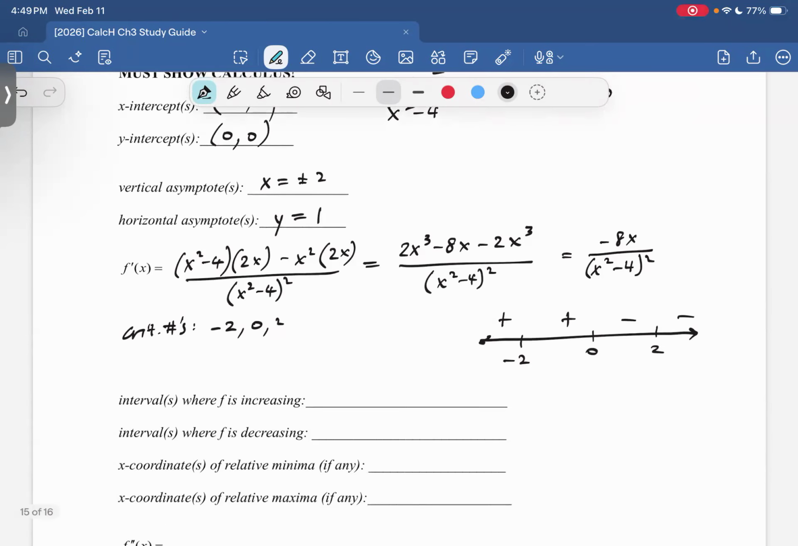So the intervals where f is increasing are (-infinity, -2) union (-2, 0). It's decreasing on (0, 2) union (2, infinity). Okay, don't forget you have to split it up at x equals -2 and +2 because the function isn't defined there. I don't think Miss Lee did that, but I guess that's fine.